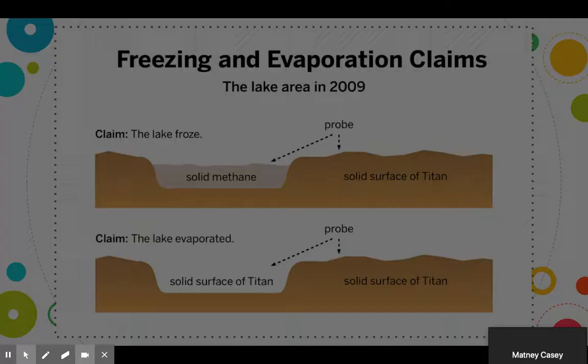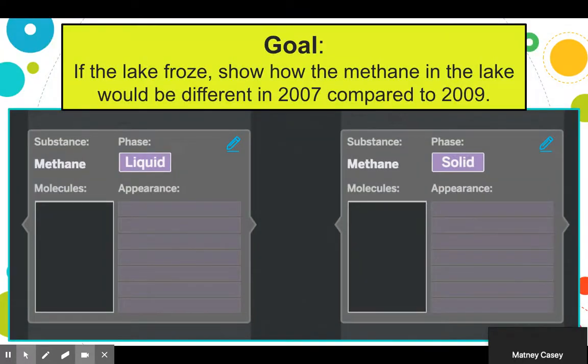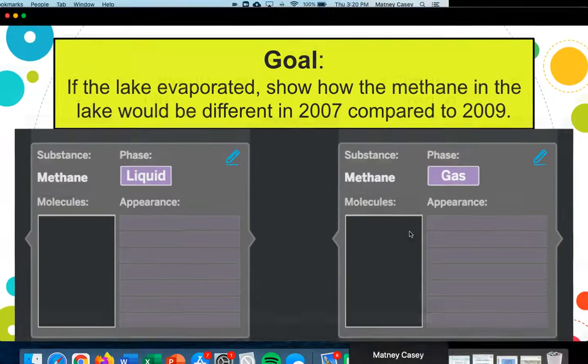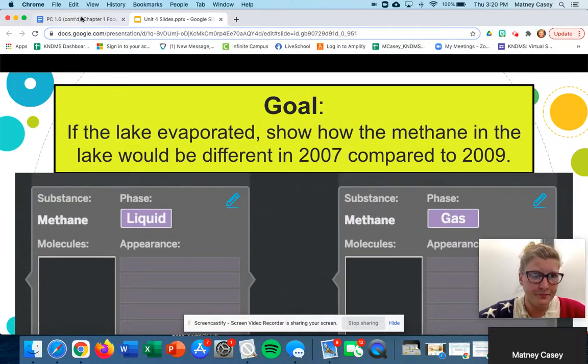What you're going to do is use a sim in Amplify to show me two possible ways that could have happened. For the first goal, if the lake froze, show me what happens with the molecules. Then in the second one, for claim two, show me what the molecules could be doing if it evaporated. I'm going to show you really quickly what that looks like.